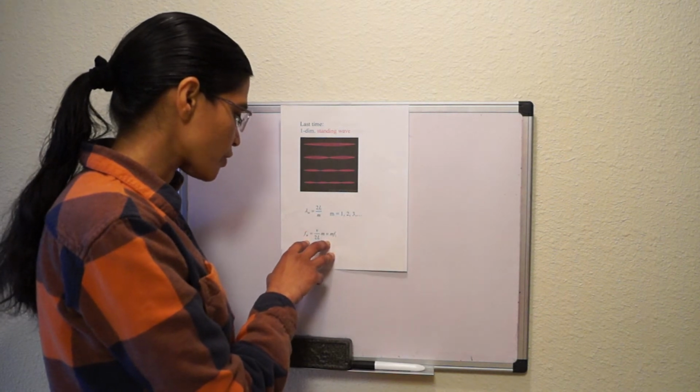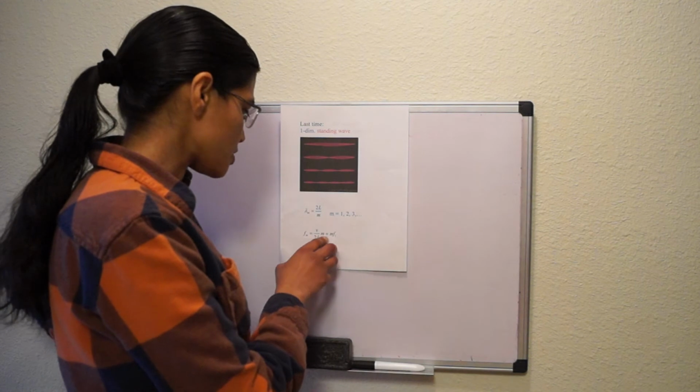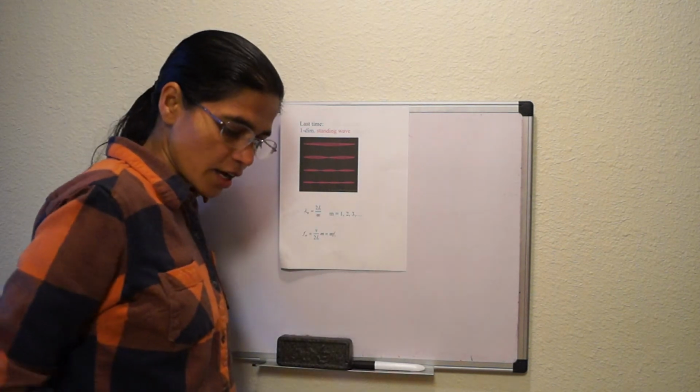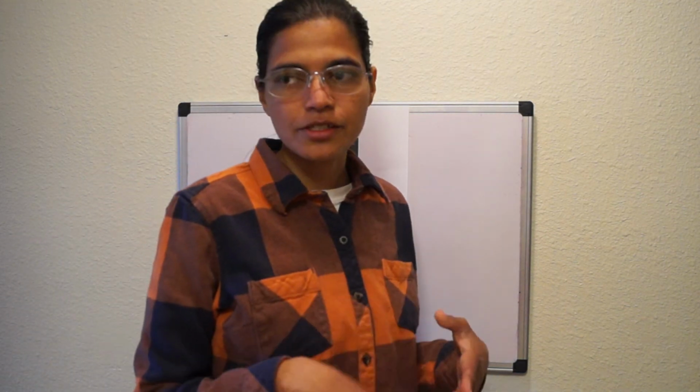The higher order frequencies, which are also called overtones, are just the multiples of the fundamental frequency F1, okay? And we also touched a little bit on interference, constructive interference and destructive interference. We'll do a little more mathematically detailed equation here today, okay?